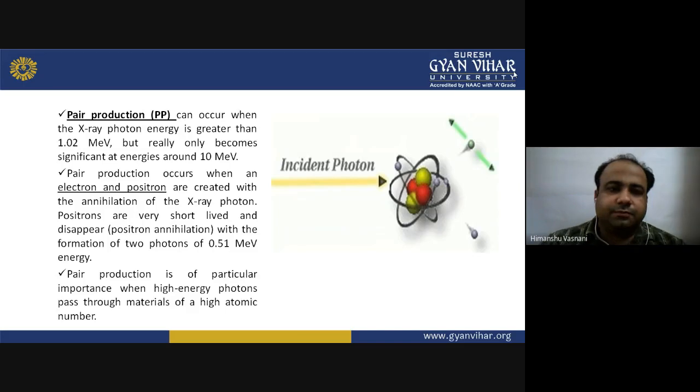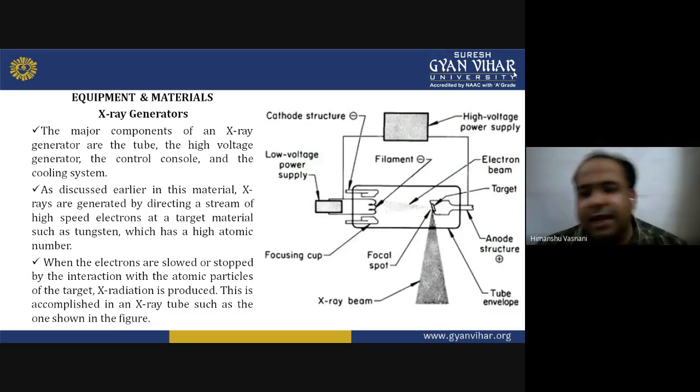So now we are discussing equipment and materials used in radiographic testing. The first one is X-ray generators. It is important to study the different equipment and materials that we use for radiographic testing. Now we will discuss each of them in detail, one by one.